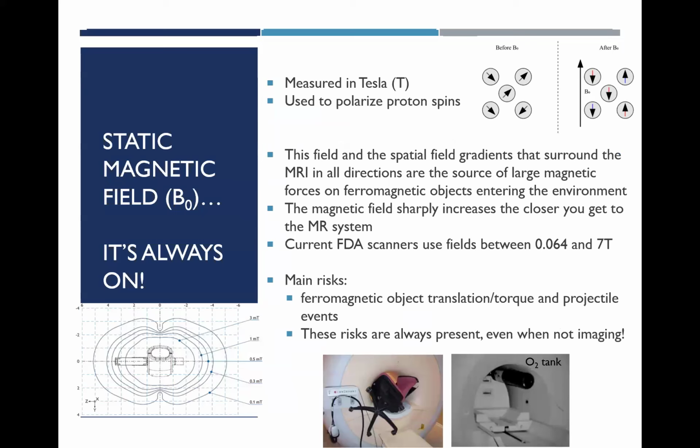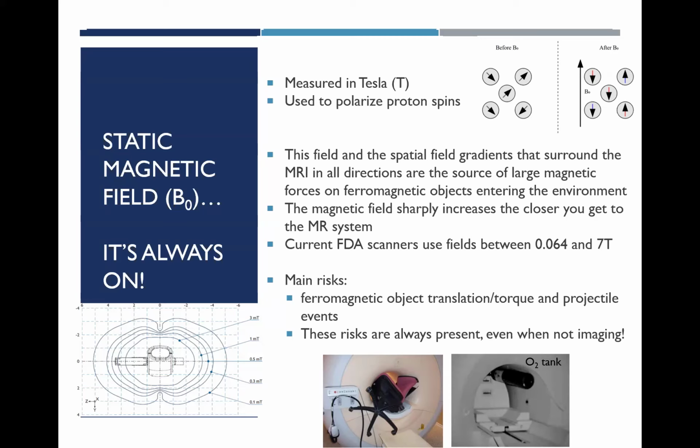The static magnetic field, or B0, is always on. This field is measured in Tesla, and it's used to polarize proton spins. This field and the spatial field gradients that surround the MRI in all directions are the source of large magnetic forces on ferromagnetic objects entering the environment.